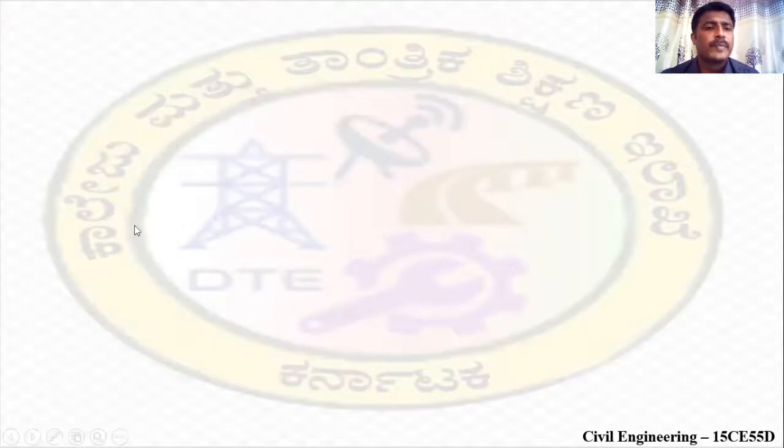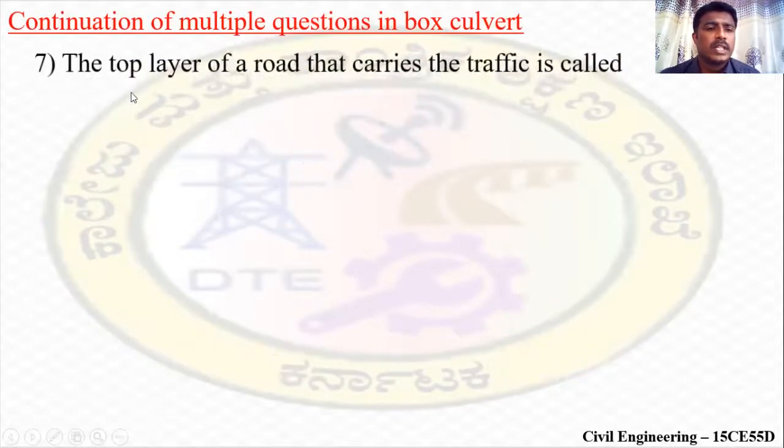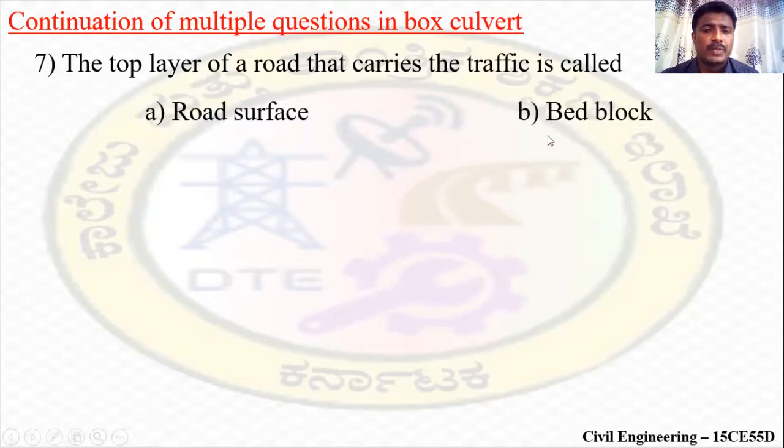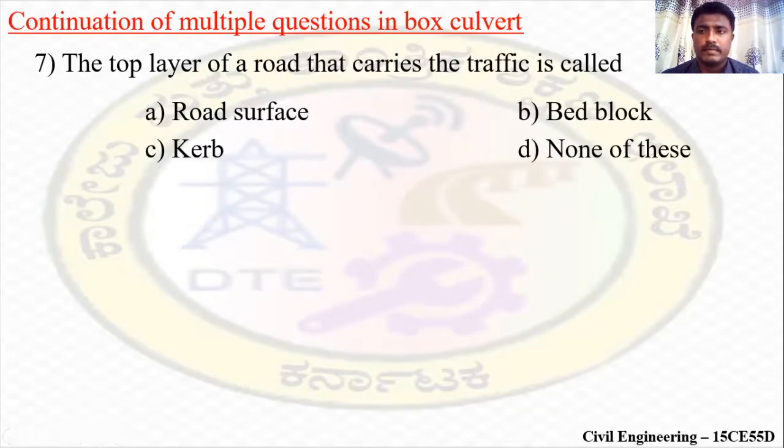So next question, the top layer of road that carries the traffic is called option A road surface, option B bed block, option C curb, option D none of these. Answer is option A. The top layer of road that carries the traffic is called as a road surface.